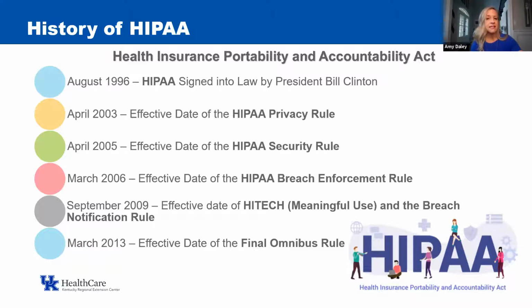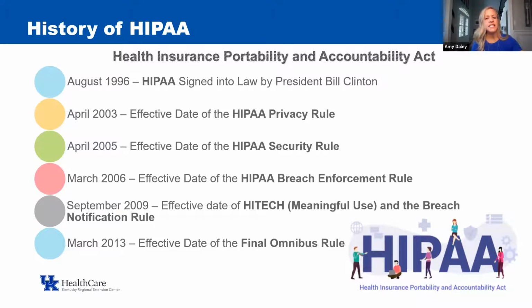Then our next introduction with HIPAA laws came in 2003. The effective date of the HIPAA privacy rule was April 2003, and the privacy rule defined what PHI, or protected health information, is. That definition is any information held by a covered entity which concerns health status, the provision of health care, or payment for health care that can be linked to an individual.